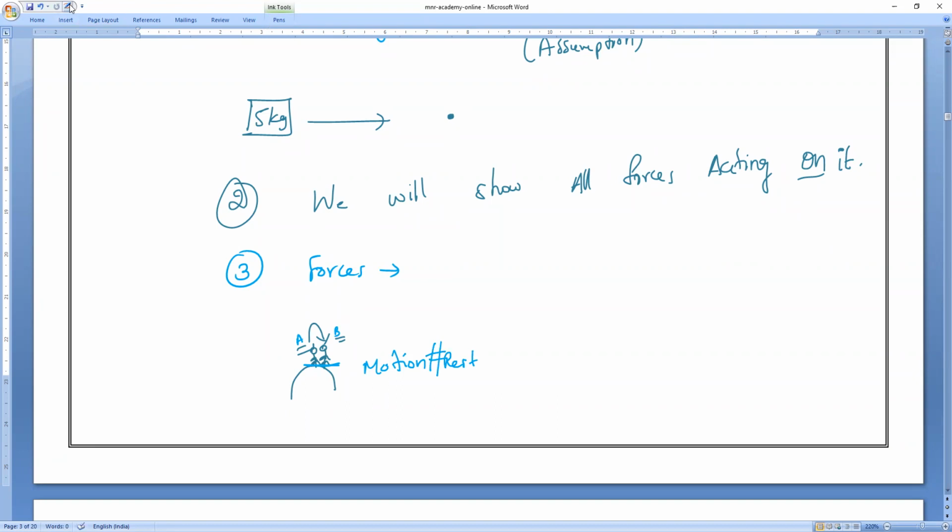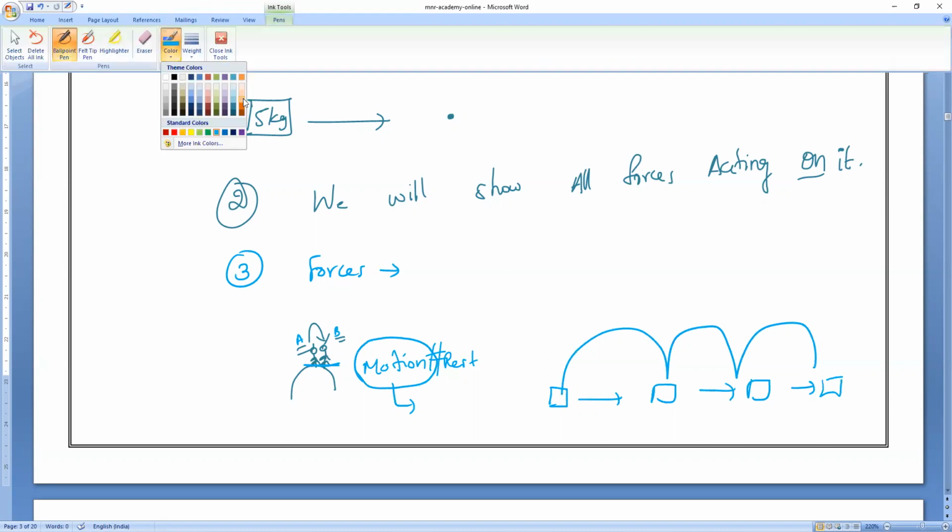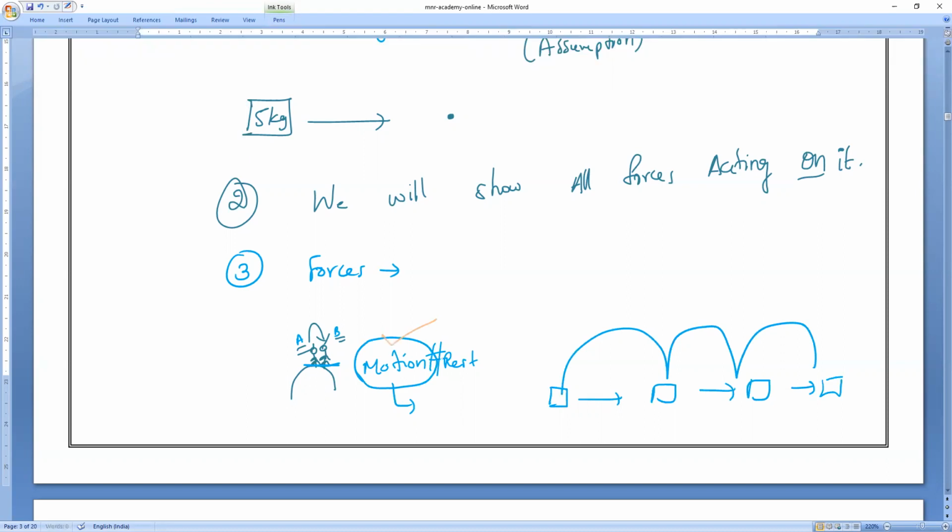Motion means with respect to surroundings, if the position is changing. Suppose the body is here, after 1 second here, after 1 second here. Like that, the body position keeps on changing. Then that body is said to be in what? At least basic thing. That is why I told you to revise the 9th physics. So if the body is continuously changing its position, we call it body in motion. If with respect to time there is no change in position of the body, then the body is said to be in what?